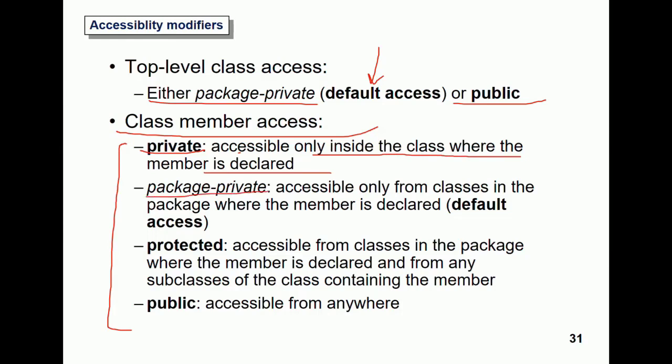Package private, again, you can make use of that for your members, accessible only from the classes in the package where the member is declared, so that's the default access. Protected means accessible from classes in the package where the member is declared, and from any subclass of the class containing the member. So protected gives a little bit more access than package private. I can access the members from within the class itself, from the package, and from any classes that extend my stuff.